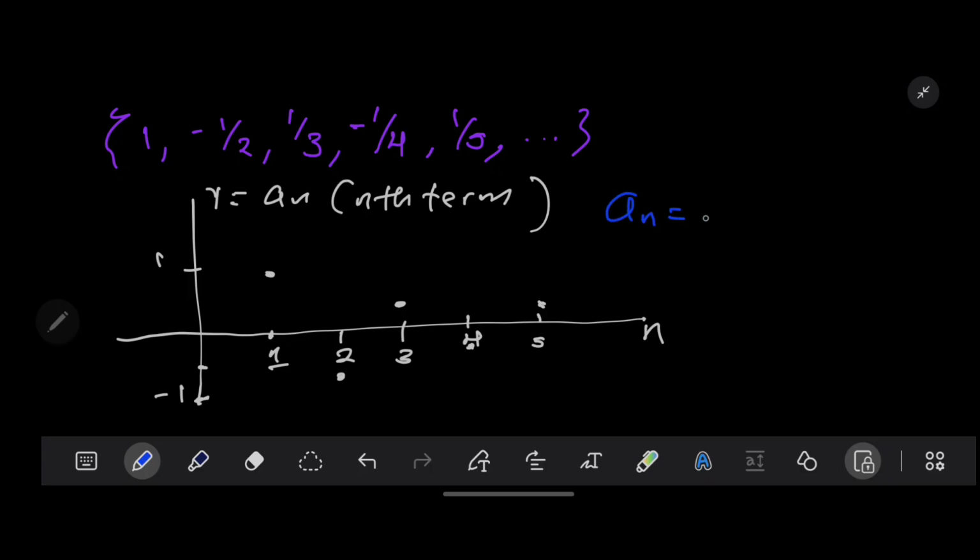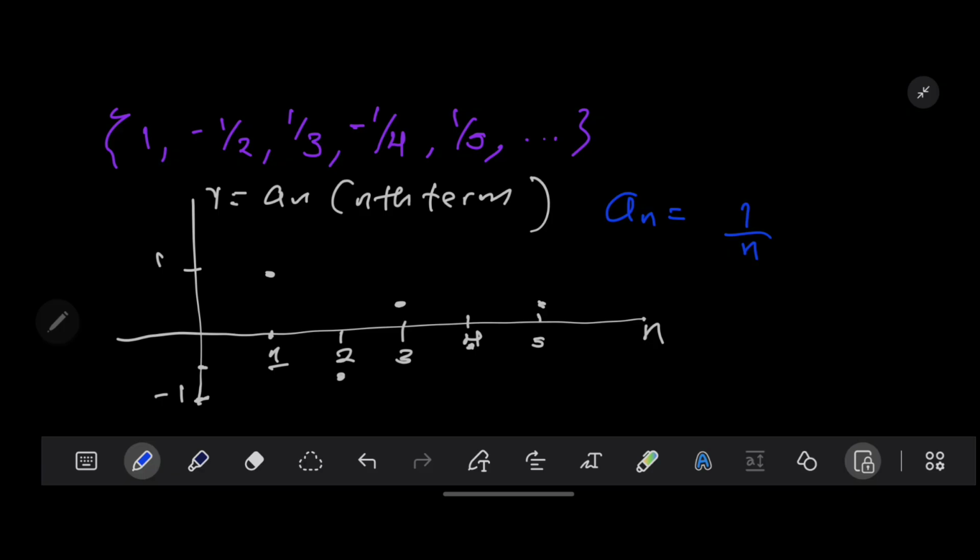So if you want to write an equation for this sequence, a_n, we want to see what a_n is equal to. If you look at the sequence and you understand it, you see that each of the terms is 1 over n. So the first term is 1 over 1, that's 1. Second term 1 over 2, 1 over 3, 1 over 4. So each of the terms is 1 over n. But we see that the sign keeps changing, from plus to minus, plus to minus.